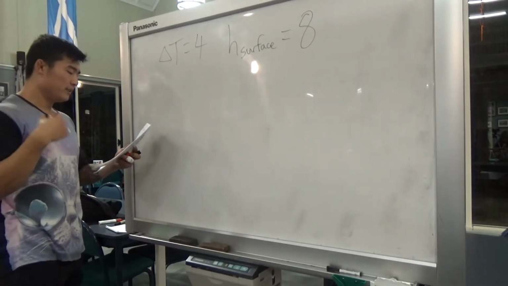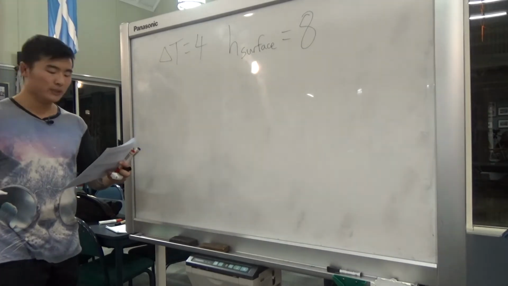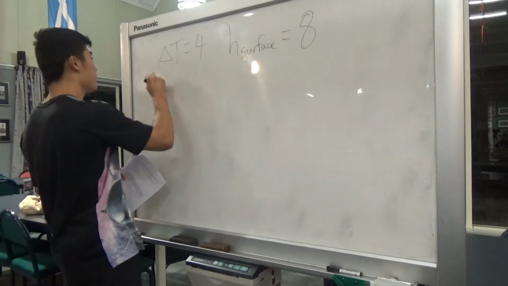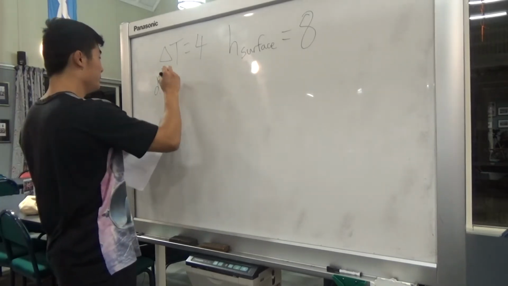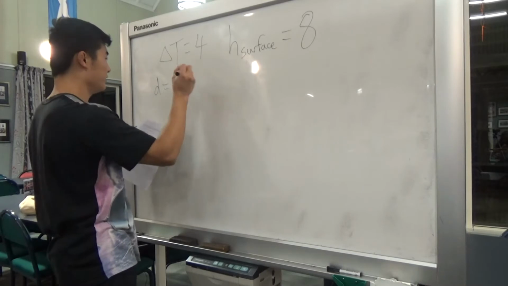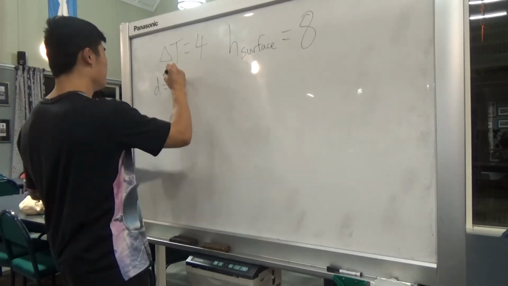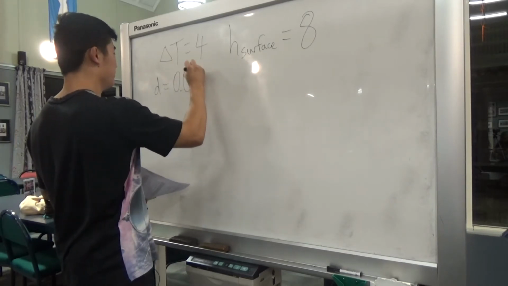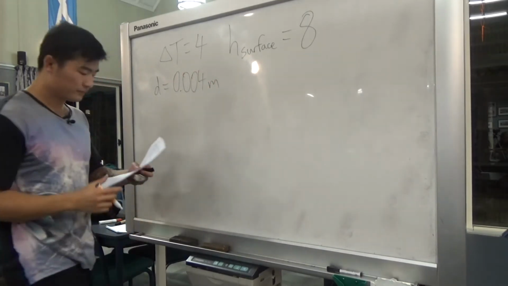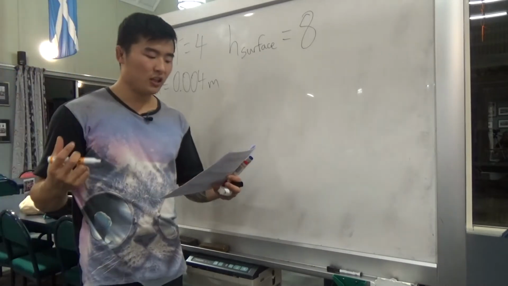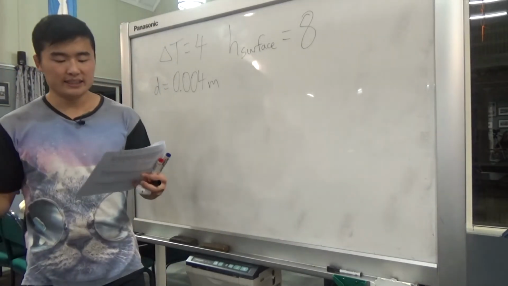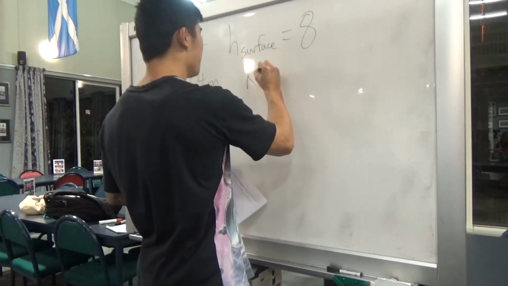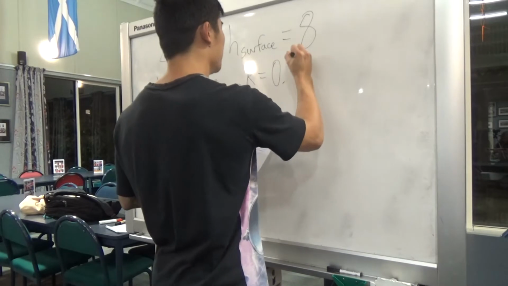And then the greenhouse is made of glass that is 4 millimeters thick. So that's the thickness, which is D. D is equal to 4 millimeters, which is 0.004 or 4 times 10 to the negative 3. So I'll just write 0.004 meters. And then we have a thermal conductivity of 0.96. So thermal conductivity is K. So K is equal to 0.96.